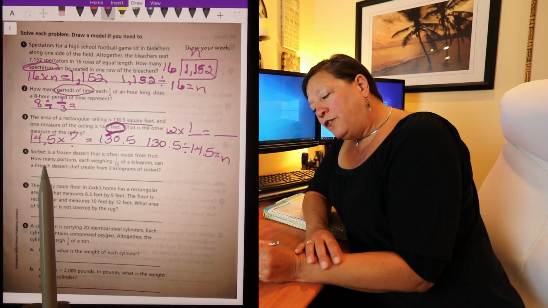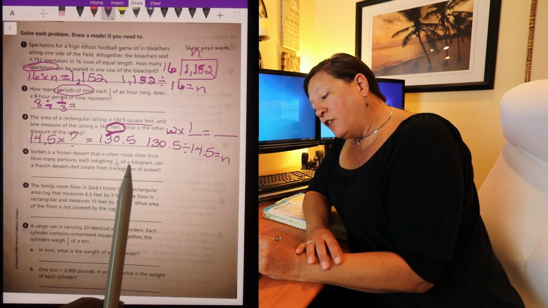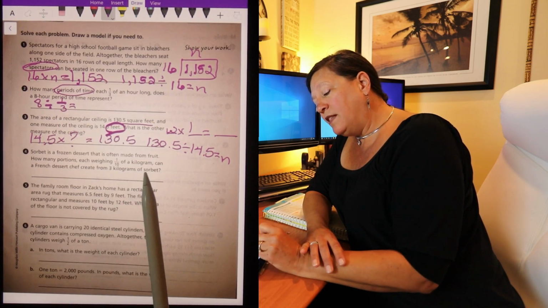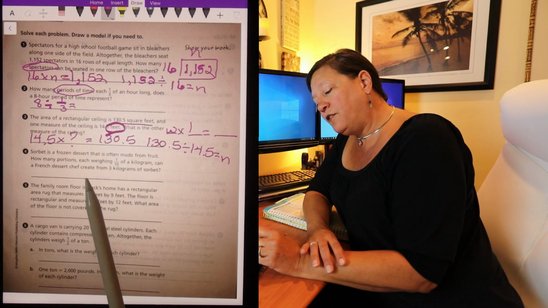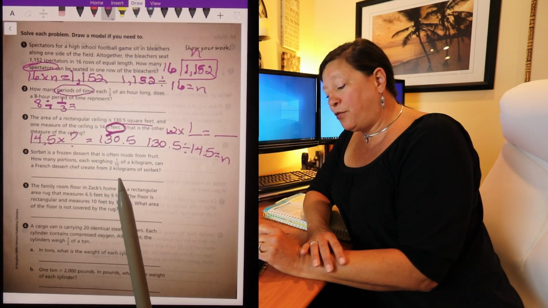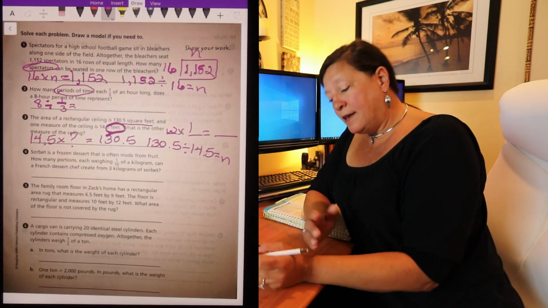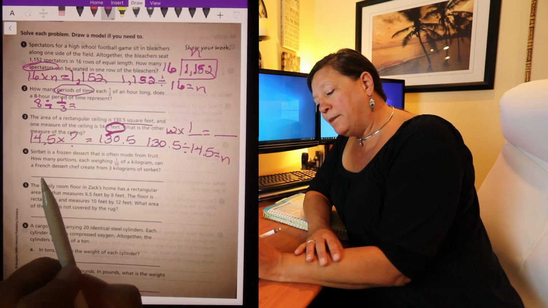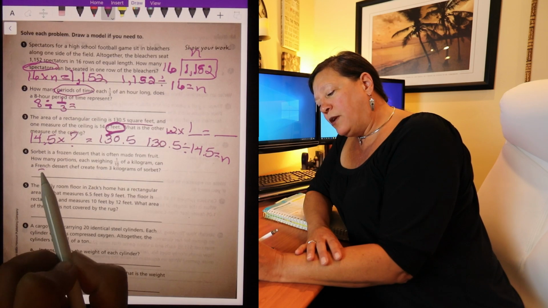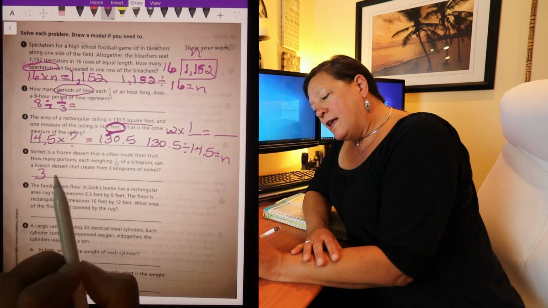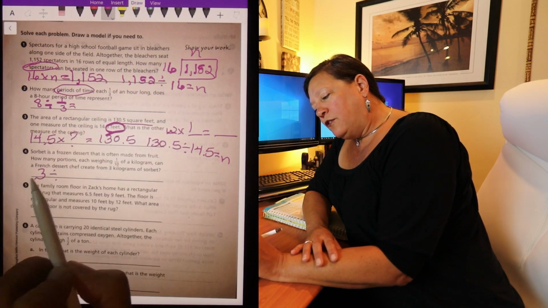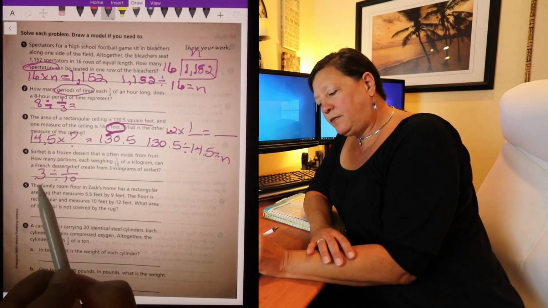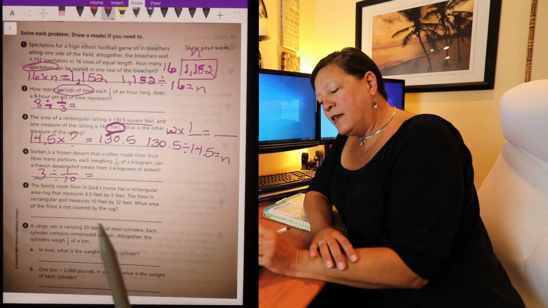Number 4, sorbet is a frozen dessert that is often made from fruit. How many portions, each weighing 1/10 of a kilogram, can a French dessert chef create from 3 kilograms of sorbet? Again, we ask ourselves, what's being split up here and what is it being split up into? So we have 3 kilograms of sorbet being divided into 1/10 of a kilogram each. So it's 3 divided by 1/10.